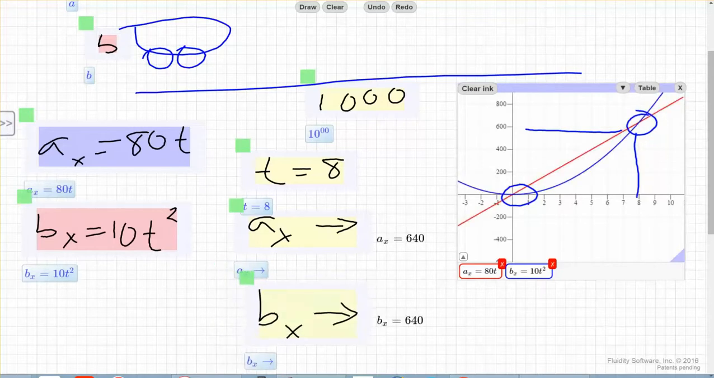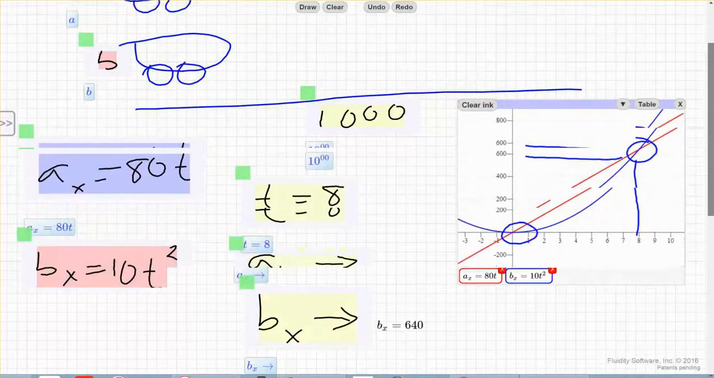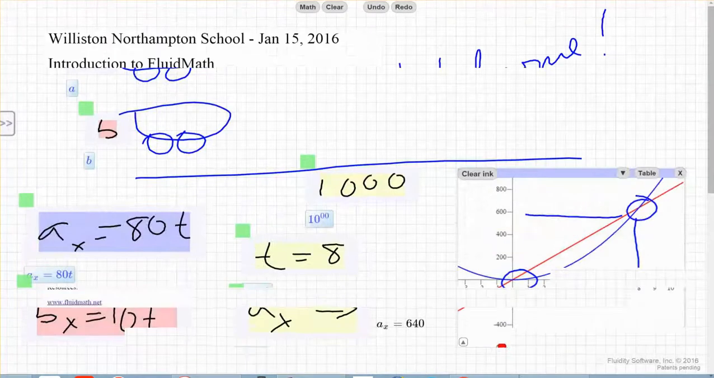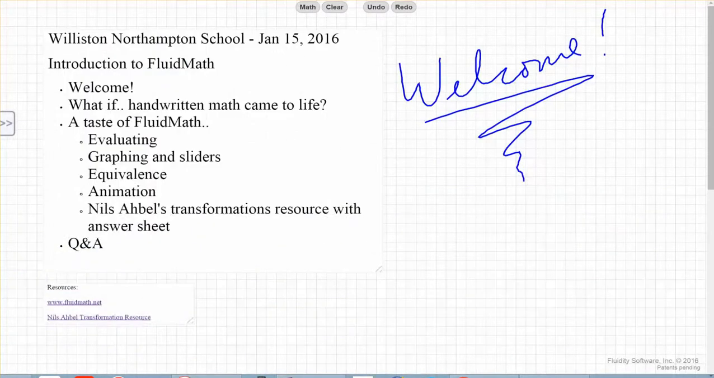Yeah, now I can see it's exactly 640. That's the distance these two cars have traveled at 8 seconds. Okay, thanks. Moving on, the last thing I'm going to show you, and then we can do some Q&A.